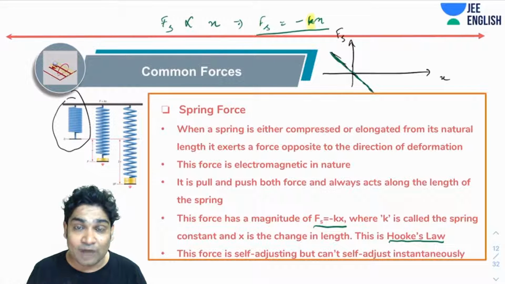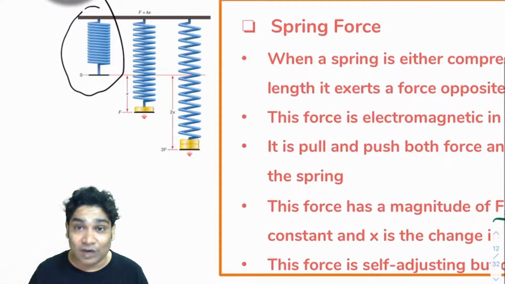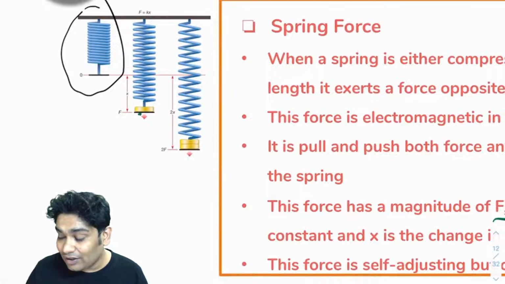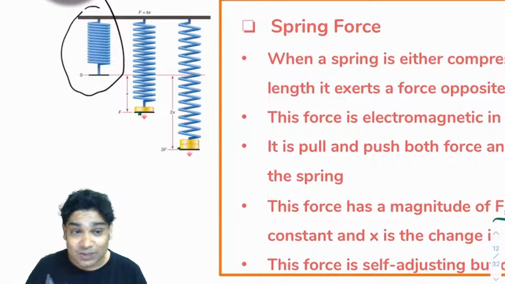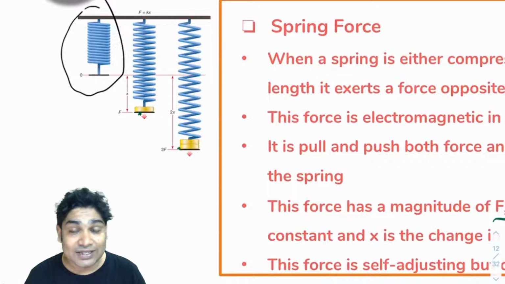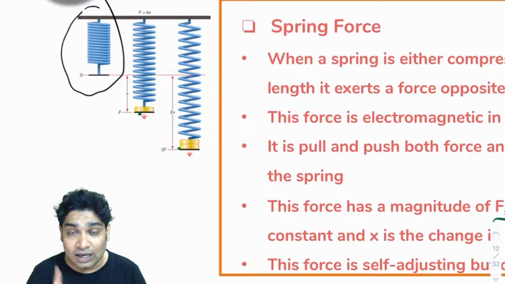Now x can never change instantaneously. To change the x instantaneously, what does that mean? That I pulled it from here to here within almost negligible time, within no time, which means the speed of this end would have been close to infinity. So since the length of the spring cannot change instantaneously, the spring force can never change instantaneously. This is another very important point that you need to remember.